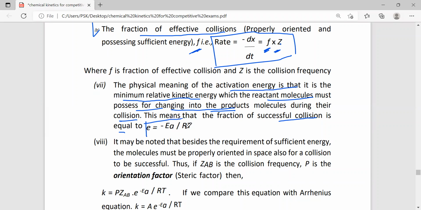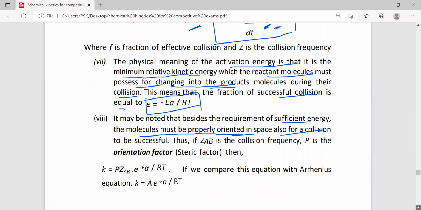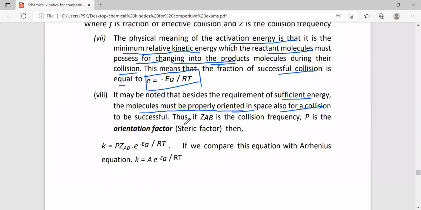So successful collision is given by a factor e to the power minus Ea by RT. Ea is activation energy, R is a gas constant, T is a temperature. Likewise, it may be noted that besides the requirement of sufficient energy, the molecule must possess proper orientation. We learned this orientation also with the example of N2O4, nitrogen tetroxide, to be successful.